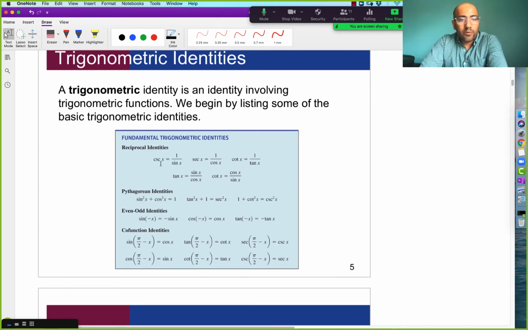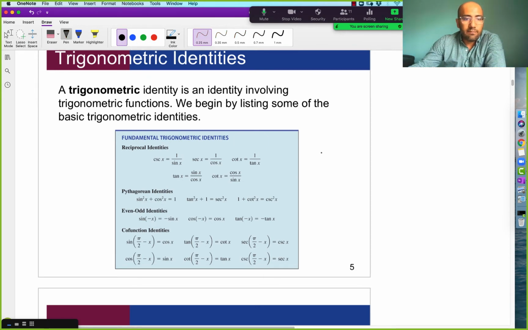So, you know, we've worked with these. Cosecant of x is equal to 1 over sine. Secant of x is equal to 1 over cosine. Cotangent of x is 1 over tangent. So these reciprocal identities, I think, are familiar by now. This one, we just talked about why it's true. It's always true. And then these two we can get by a simple algebraic manipulation here.